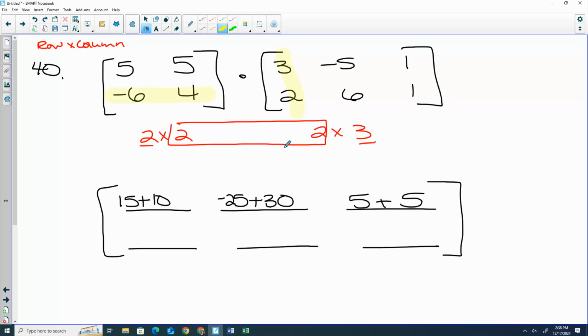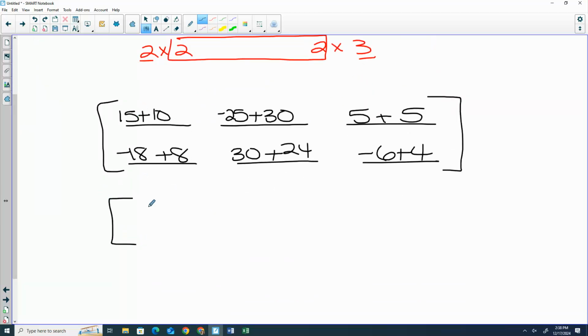Second row, first column. So -6 times 3 is -18. 4 times 2 is 8. Second row, second column. -6 times -5 is 30. 4 times 6 is 24. And finally, second row, third column. -6 times 1 is -6. 4 times 1 is 4.